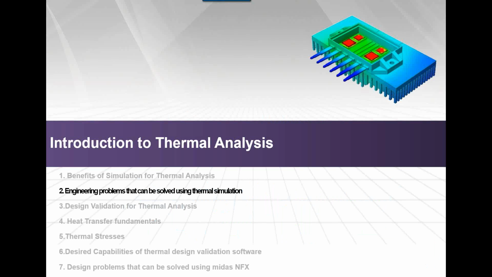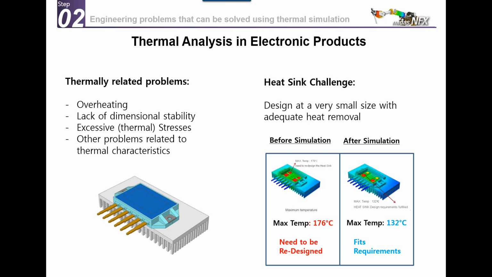Now, what kind of engineering problem can be solved using thermal simulation? So first you have, in electronic products, the heat and thermal analysis is used very intensively. You have a lot of problems like the overheating of electronic parts, and usually you have also lack of dimensional stability, some excessive thermal stresses, and also other problems related to the characteristic of the material.